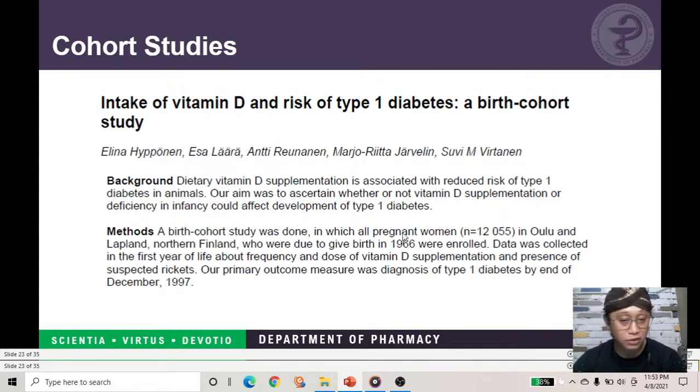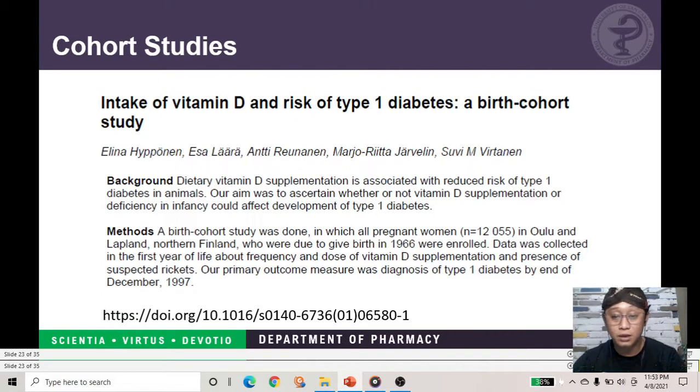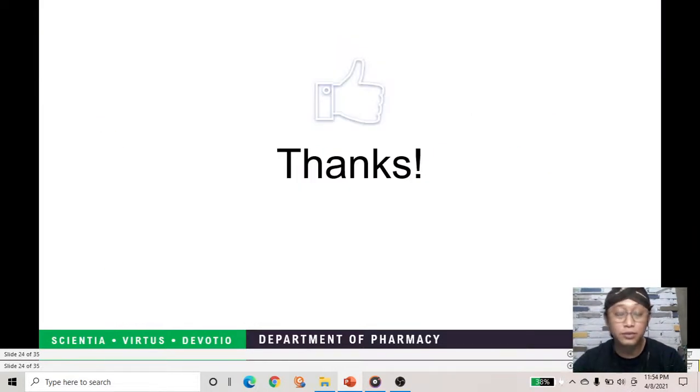But unfortunately, I think I do not include the results. So please find this article by yourself and try to read it to understand more about the cohort study. This is the DOI if you want to get the article. Thank you for listening, and I will continue to the next video that will be talking about the randomized clinical trial, or we can call this randomized control trial.